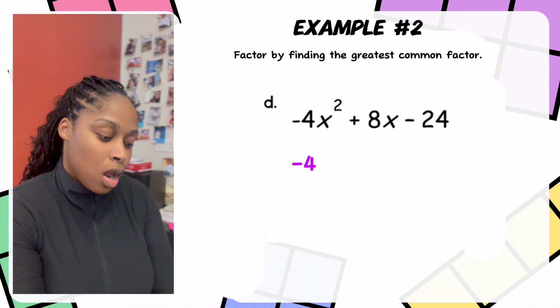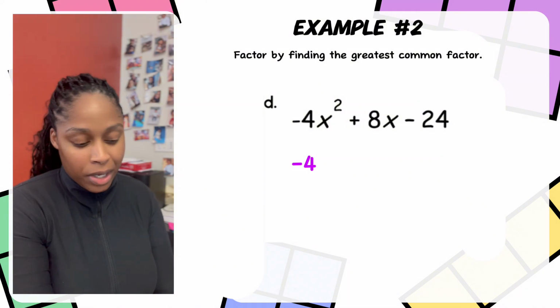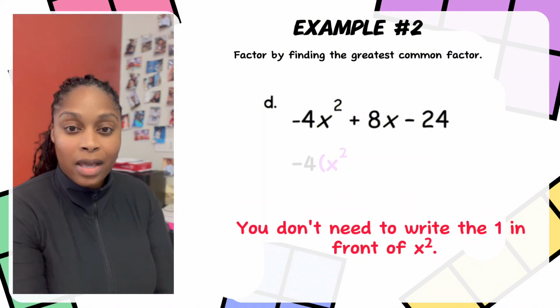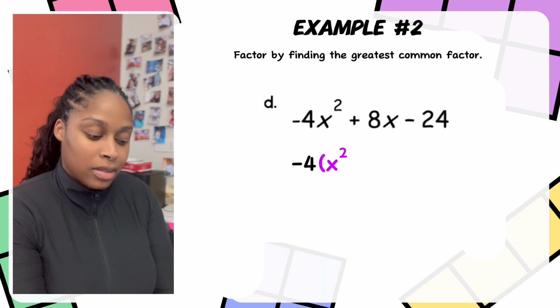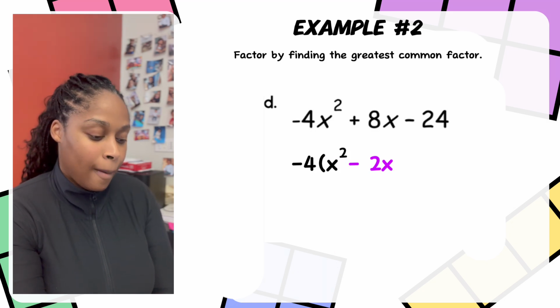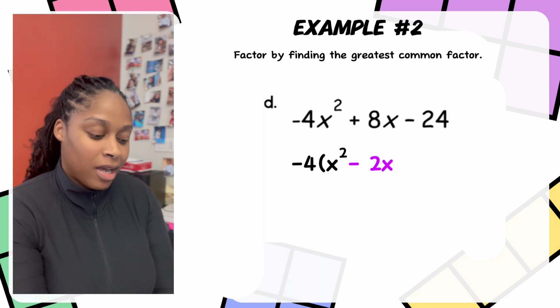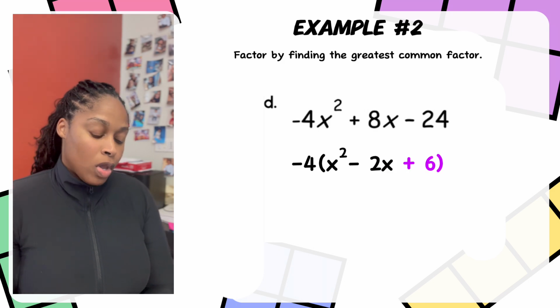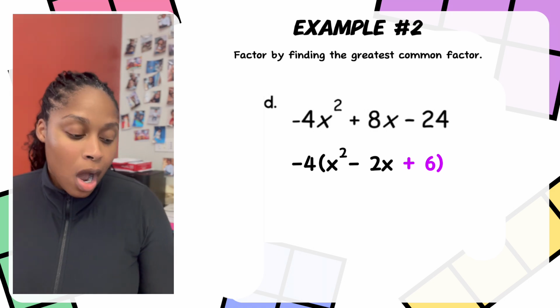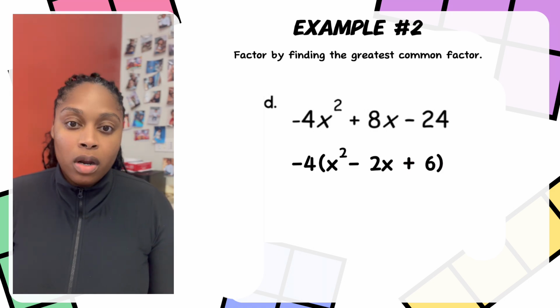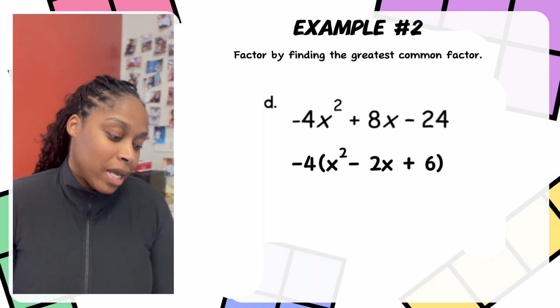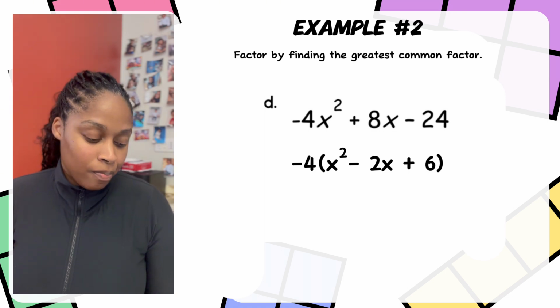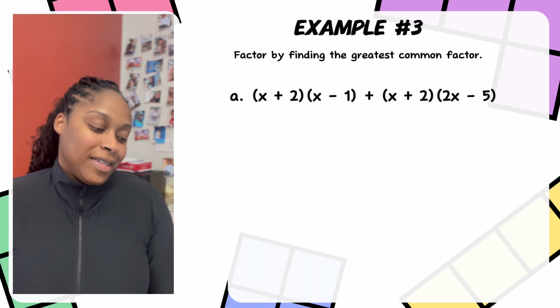So negative 4 divided by negative 4 is going to be 1. My first term is just going to be left as x squared. Then 8x divided by negative 4 is going to be negative 2x. Then negative 24 divided by negative 4 is going to be positive 6. Okay, so our final answer for this problem is going to be negative 4 parentheses x squared minus 2x plus 6. Cool?